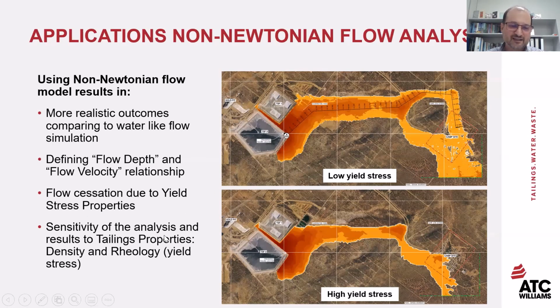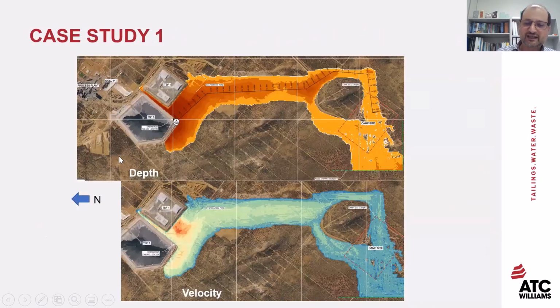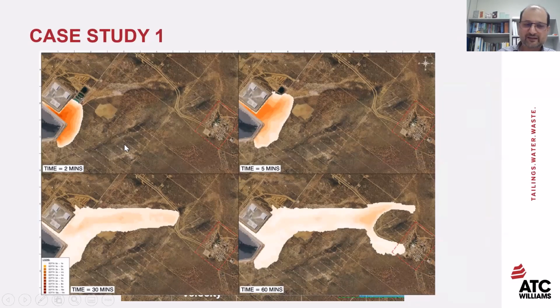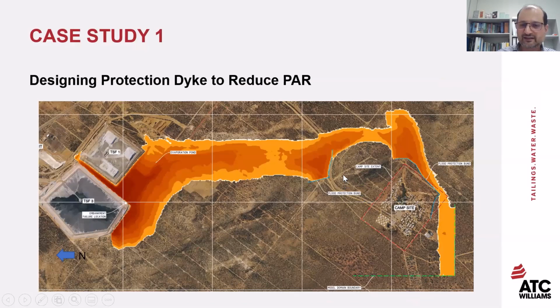Then you can do sensitivity analysis to see the impact on the outcome of the dam break with that non-Newtonian flow. One of the other things that you can get out of this analysis is inundation mapping, inundation depth, inundation velocity, like any other dam break analysis. Then the progression of the tailings flood downstream at different times, and time to peak, like 2 minutes, 5 minutes, 30 minutes, and 60 minutes. Another thing you can do is analyze and design the protective dike to protect the downstream infrastructure from inundation.